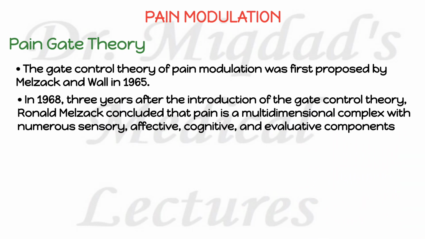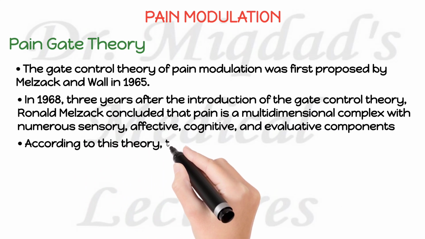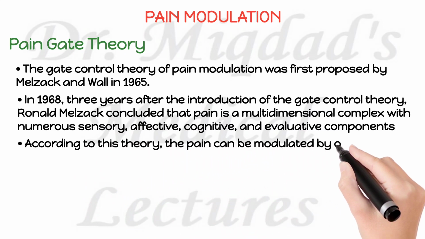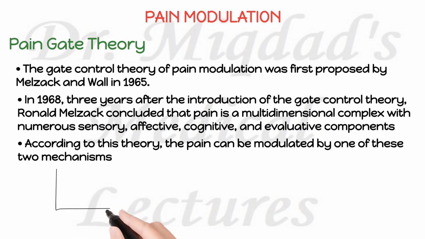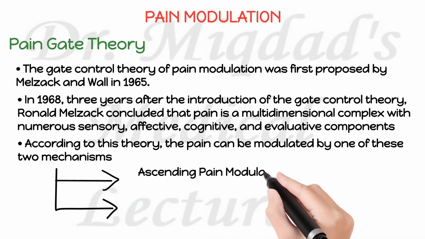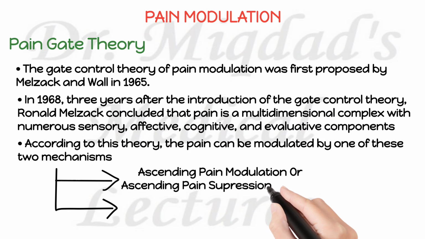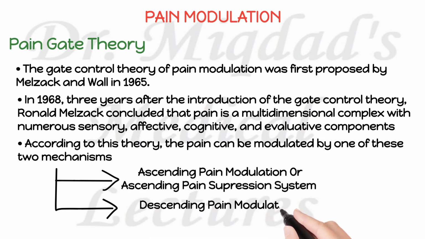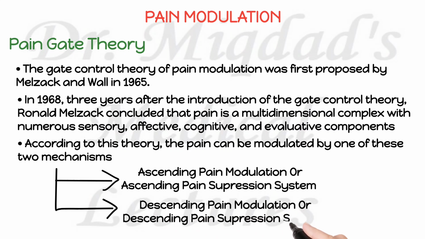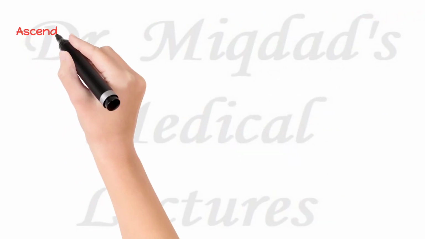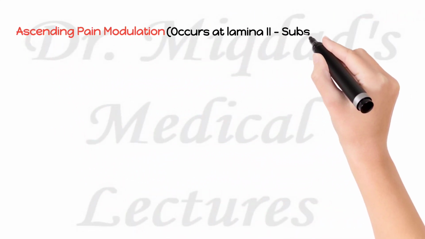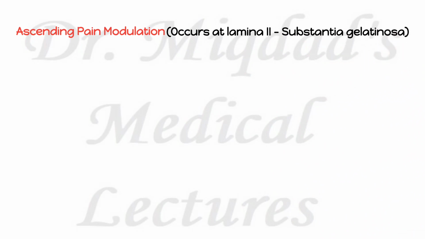According to this theory, pain can be modulated by one or both of these two mechanisms. They are ascending pain modulation or ascending pain suppression system, and another is descending pain modulation or descending pain suppression system. So first, let's discuss ascending pain modulation. The ascending mechanism of gate control theory is based on increasing non-nociceptive input from the periphery into the spinal cord to elicit pain relief.